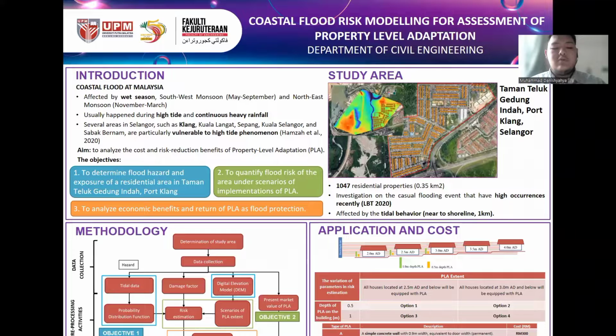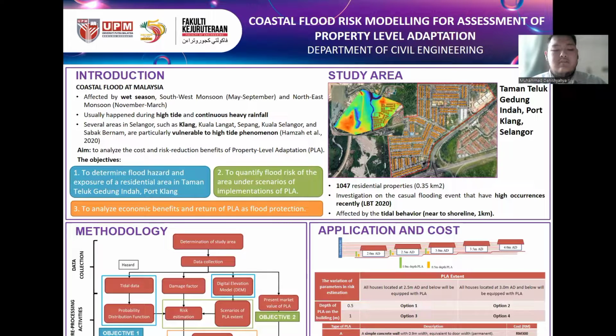Besides that, this study also investigates the effectiveness of property level adaptation, or PLA, as flood protection. The term PLA in this study refers to the flood barrier that can be implemented on a residential property to avoid the ingress of water into the house during a flooding event.